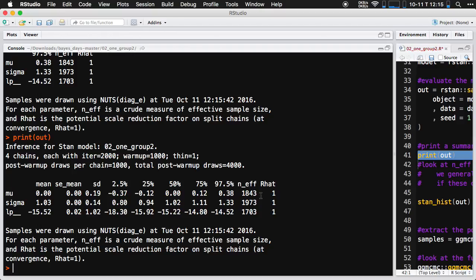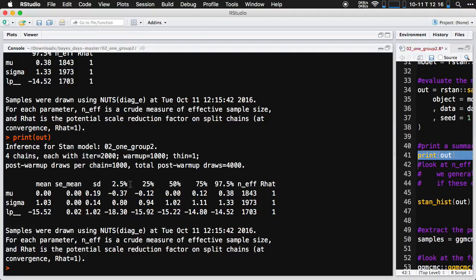Okay, so looking first at the final columns, R hat 1, effective sample size above 1,000, great. Mu now, before it was like 110, now it's 0. Well, that's because we've rescaled things to be centered on 0. And it's got a variability of 0.19, and a 95% credible interval from negative 0.37 to positive 0.38. So this is a little bit of a problem insofar as the posterior is on the same scale as the prior and the data, which is all on that Z scale.